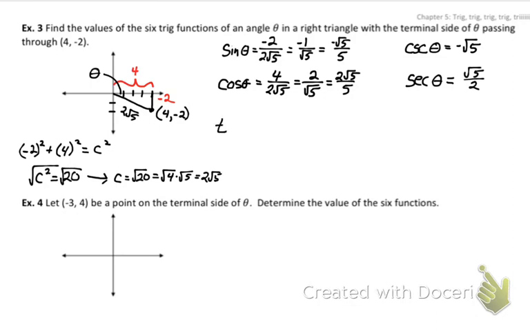All right, tangent of theta. That guy is going to be opposite over adjacent. Our opposite was negative 2. Our adjacent was 4. So that's just going to be negative 1/2. Cotangent of theta is the reciprocal. So that's negative 2 over 1, which just equals negative 2.